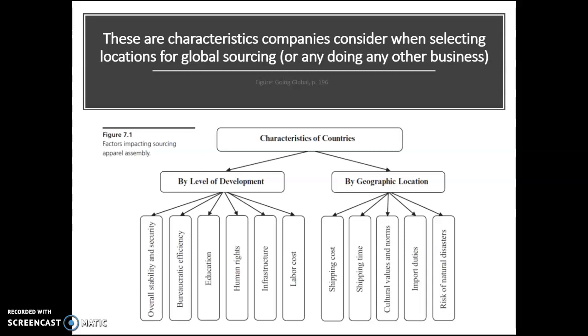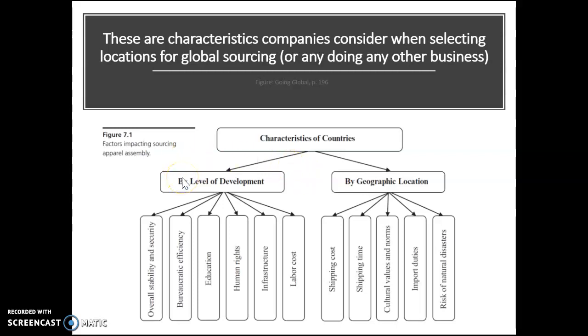What you see here is a decision tree, right? So at the top of the decision tree, these are the characteristics of countries that we're looking at. So when we're deciding where to source our clothing, these are the characteristics. There is no mystery. This is exactly what you need to look at. I'm not asking you to reinvent the wheel. I'm asking you to look at this decision tree and make your decisions based on these factors.